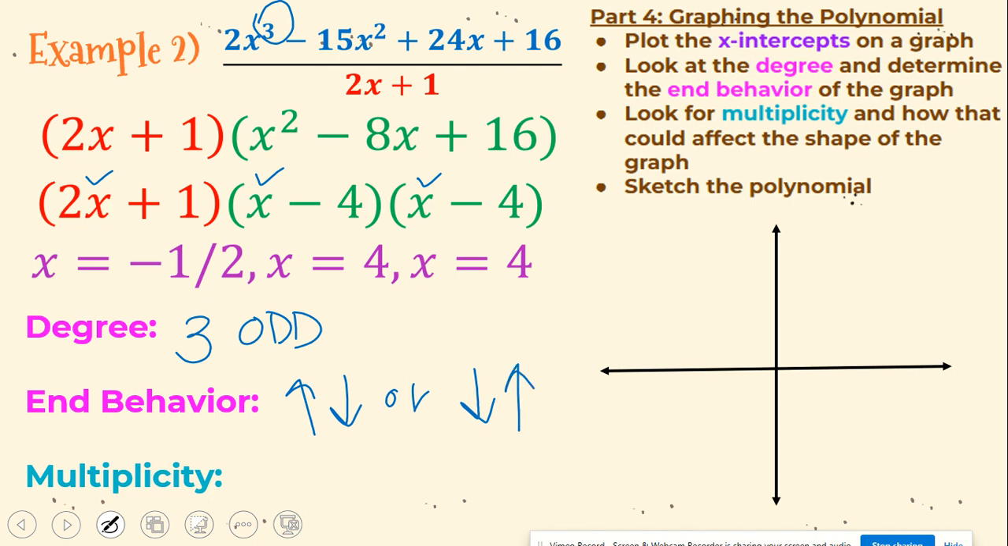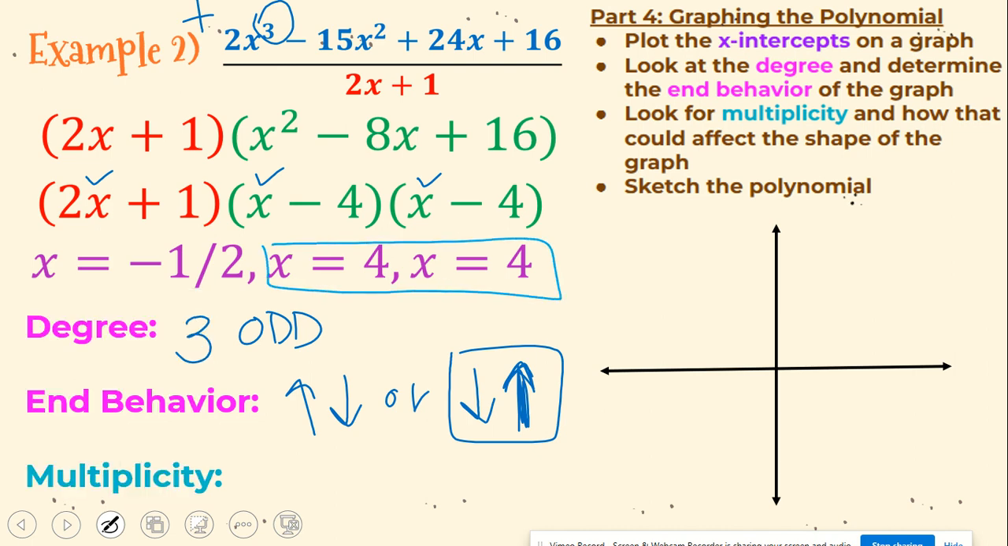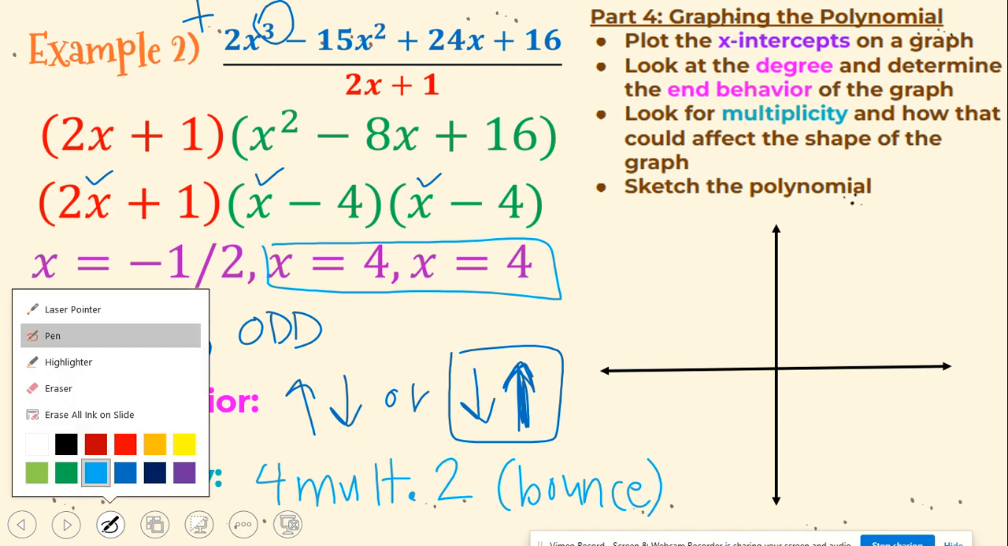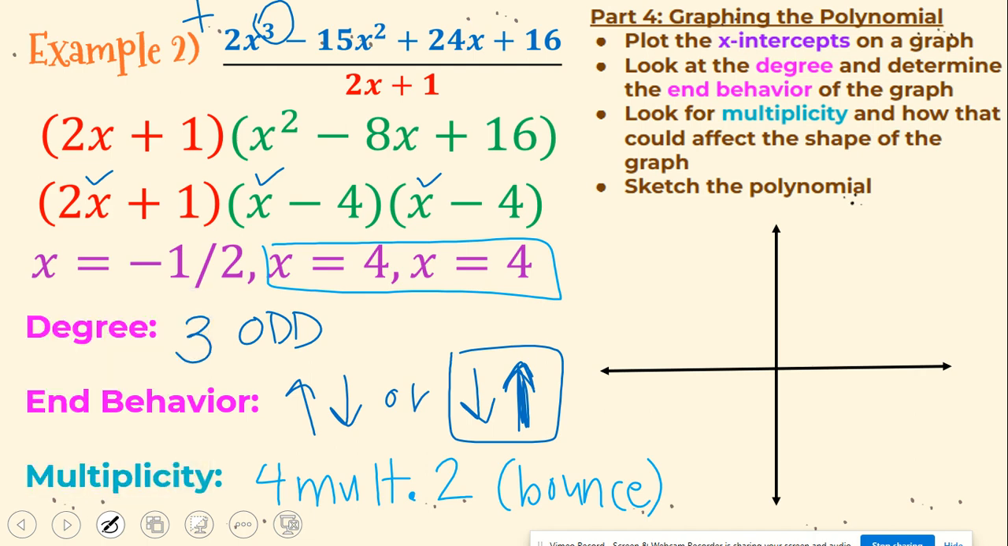To decide which one it is, I look at the sign of the polynomial. Is it positive or is it negative? It's positive, which means it needs to end positively, and so my end behavior will be down, up. Remember, we do have a multiplicity. It's right here. Since my factors are repeated, 4 has a multiplicity. How many times did I write it? 2 times, which is going to result in a bounce on my graph. And that's important because if I don't account for that, I'm going to get all sorts of messed up.